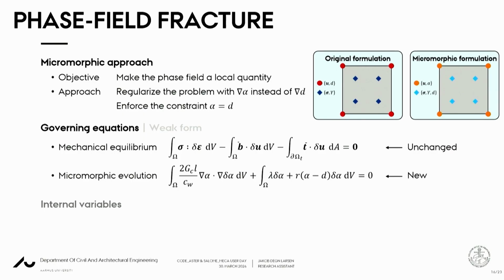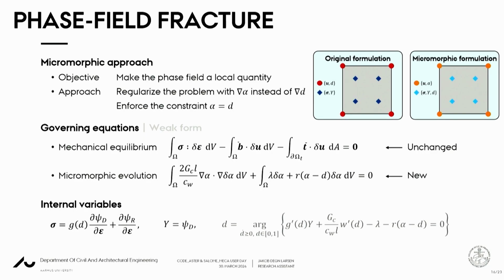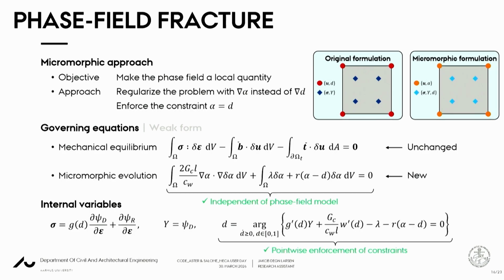We can also look at the internal variables we now have. So we still have the same stress measure. We also still have the same damage driving force. But now we also have the damage as an internal variable. And we can obtain it by, at each Gauss point, solving this equation subject to the constraints that we have. And the main advantages of this micromorphic approach is that we now have a governing equation which is independent of the phase field model, and we also have the constraints on the internal variables.